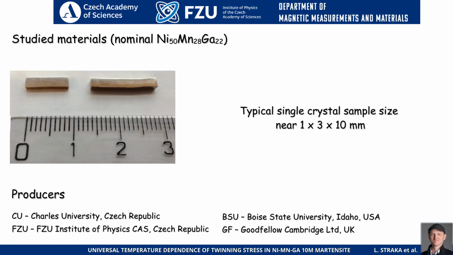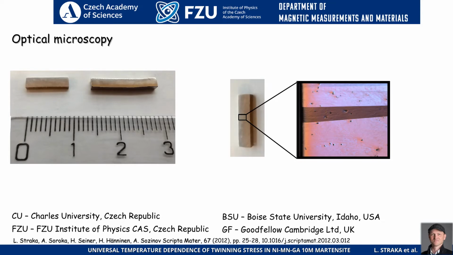This slide I prepared to give you some notion about the size of the crystals. They were typically 1 to 2 centimeters long and a few times a few millimeters in cross section. And what we typically do first, we do some mechanical training and then we look at the sample using an optical microscope.